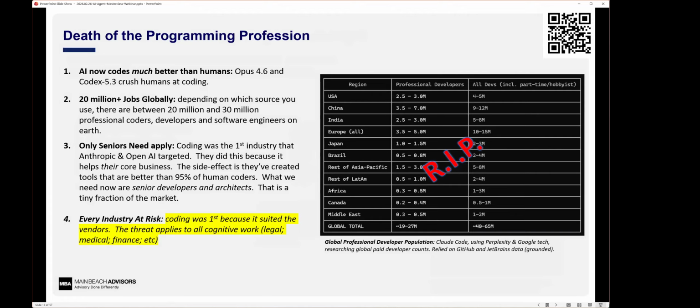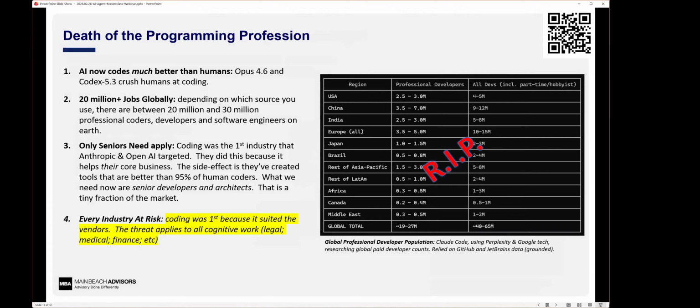So that's what this yellow highlighted point is. Coding was first because it suited the vendors. These vendors have built tools that they themselves need. But it has enormous flow-on effects. Firstly, like 3 years from now, there is absolutely no way those 27 million people have jobs, right? Millions and millions of programmers are going to start losing their jobs, and it's going to happen in waves, and it's going to be epic.